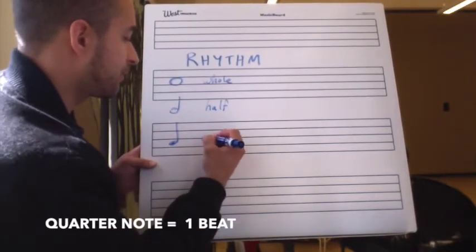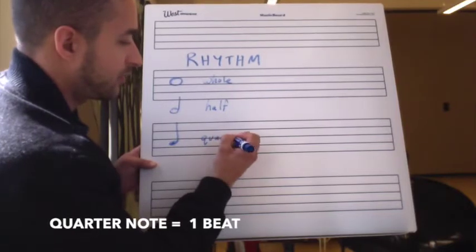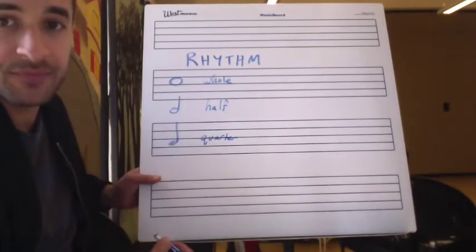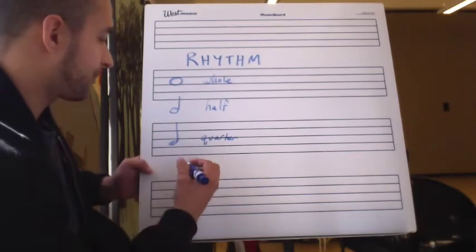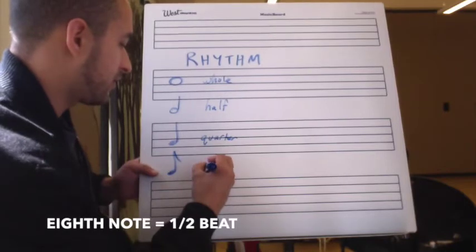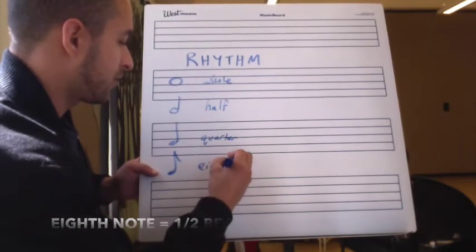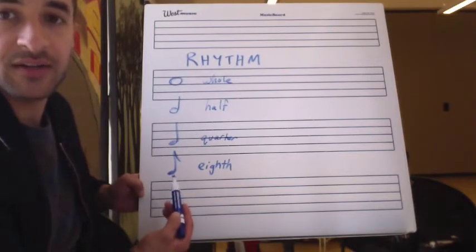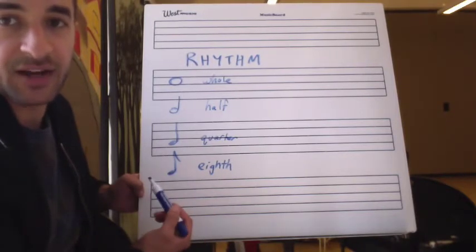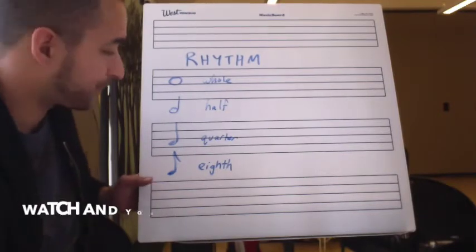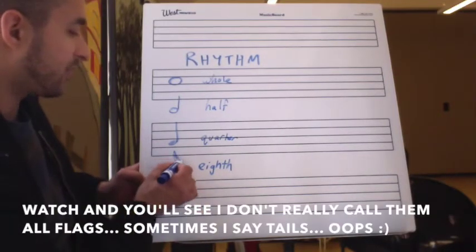The quarter note looks just like the half note, except I'm filling in the note head. So it has a filled in note head. The eighth note has a filled in note head, a stem, and a flag or tail. Moving on, I'm going to call them all flags. So this is the flag.